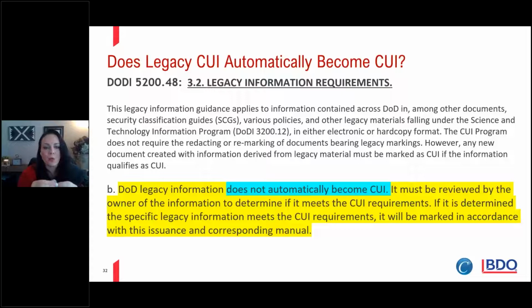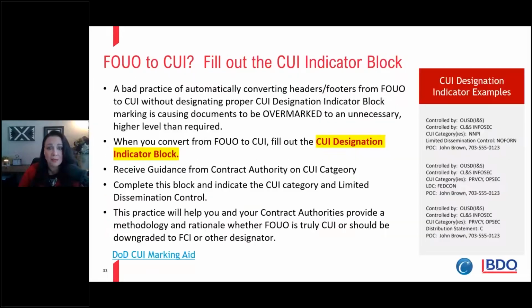So this is where the exercise needs to be performed by all involved, by the company that's receiving the federal or Department of Defense contract, and by the contract authority. It has to be reviewed. And if it does not meet a CUI category, it should fall backwards to FCI or some other categorization. That exercise has to be done first and foremost.